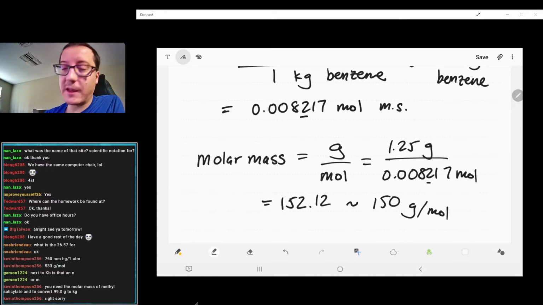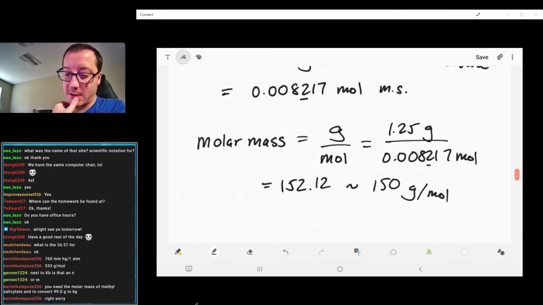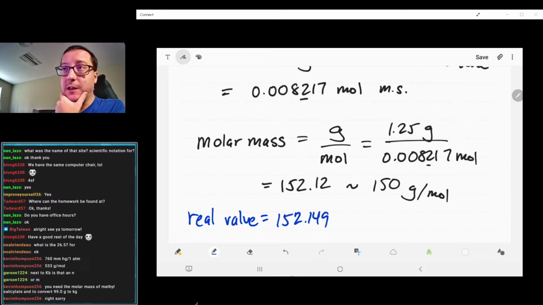So because of that kind of crappy measurement we had, we get silly data. Let's go ahead and go up on Wikipedia and find out what the molar mass is of methyl salicylate. And lo and behold, it is 152.149. Which is, again, really close to what we got. So even with our rounding, we're still pretty close, right? It was 152.149. So you can see this is pretty close to what we calculated here.